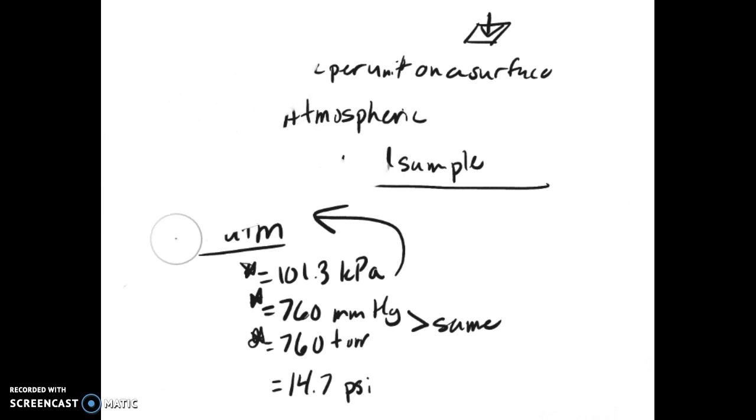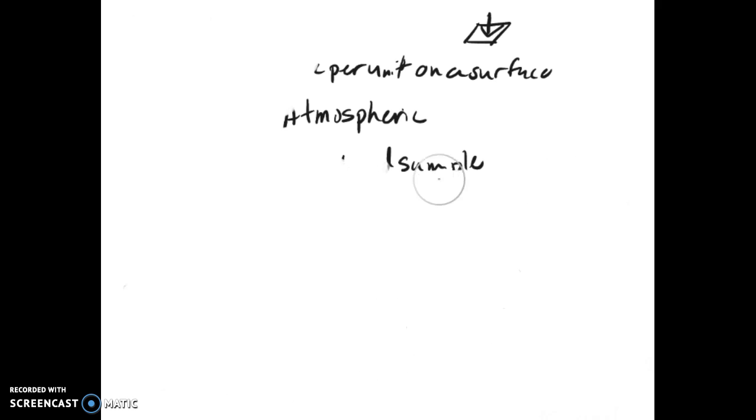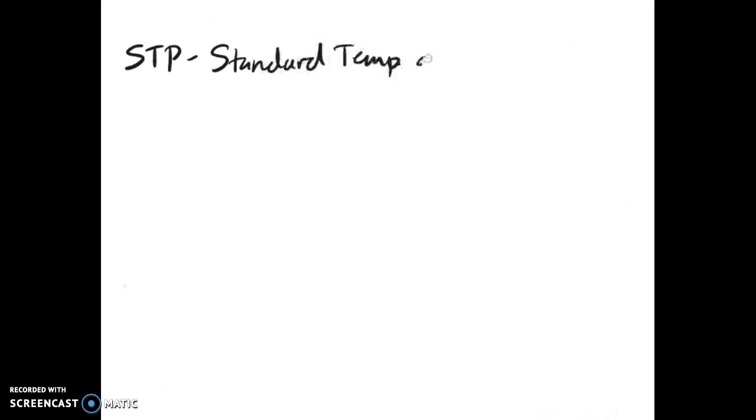Now, in the last 2 videos, you've heard me probably throw the word standard around a lot, because there's one more thing we need to talk about before we get into the laws, which is what's called STP conditions, which are standard temperature and pressure. Now, for these to coincide, the standard temperature is 0 degrees Celsius, and pressure is 1 atmosphere.